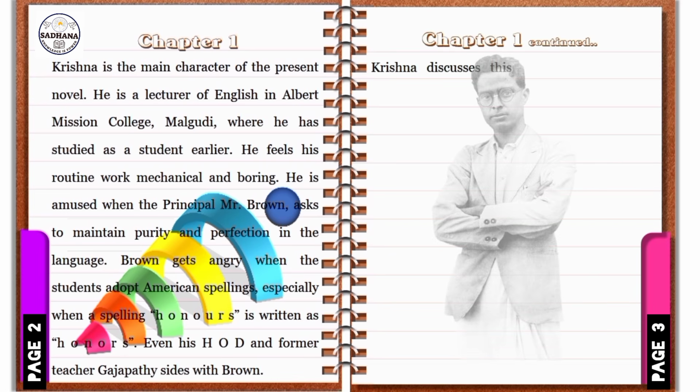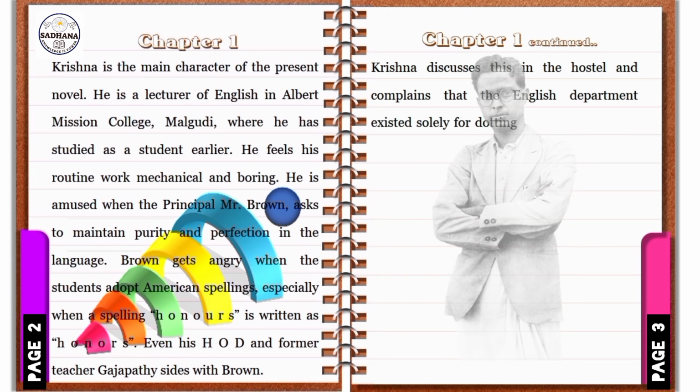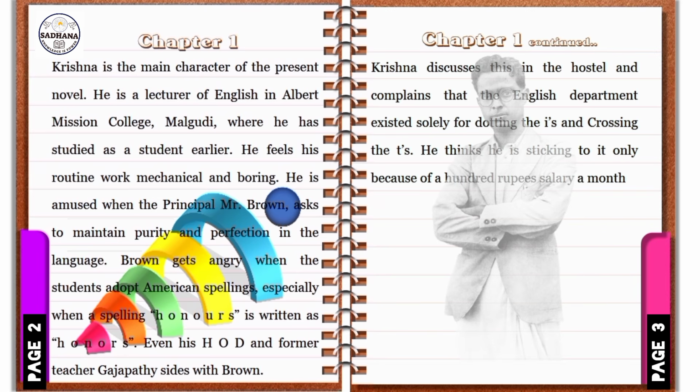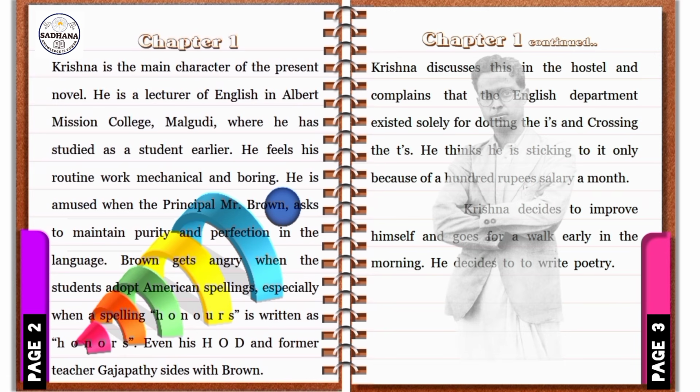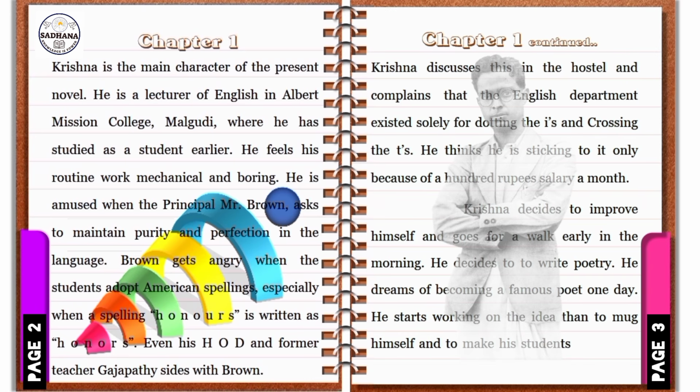Krishna discusses this in the hostel and complains that the English department existed solely for dotting the i's and crossing the t's. He thinks he is sticking to it only because of the ₹100 salary a month. Krishna decides to improve himself and goes for a walk early in the morning. He decides to write poetry. He dreams of becoming a famous poet one day. He starts working on the idea, then to mug himself and to make his students mug up to do well in the examinations.